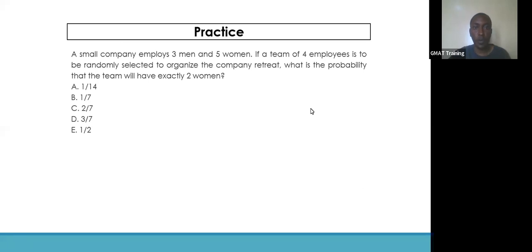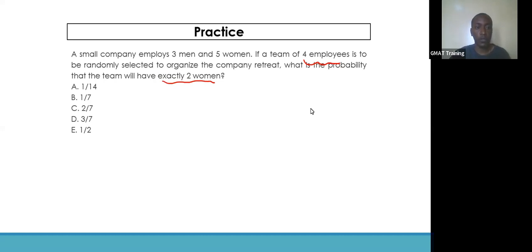If a team of 4 employees is to be randomly selected from a company to organize the company retreat, what's the probability that a team will have exactly 2 women? We're talking about exactly 2 women.